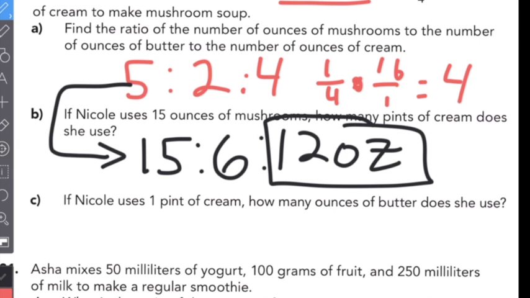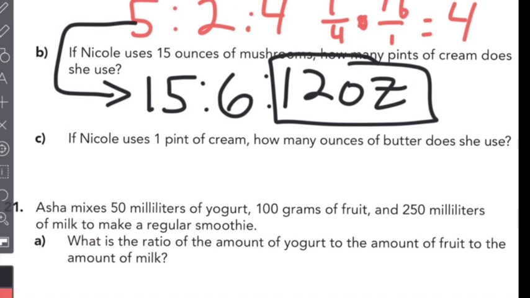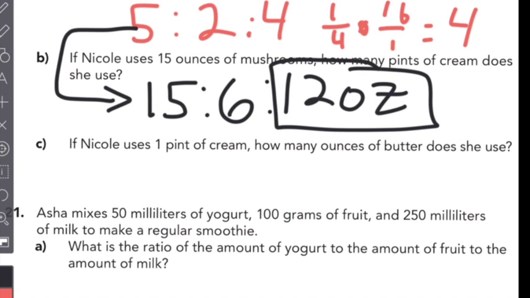Letter C, it says if she uses 1 pint of cream, how many ounces of butter does she use? Okay, so she uses 1 pint. Originally she used 1/4 of a pint, which is 4 ounces. To make that into 1 pint, we're going to multiply by 4 because it's 1/4. So you got to make a 1/4 into a whole. To do that, you multiply by 4. So we're going to multiply everything by 4.